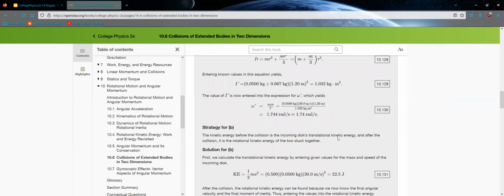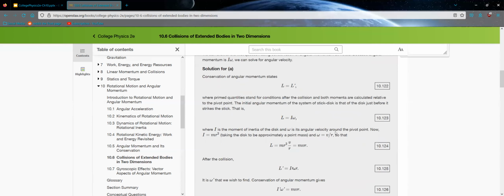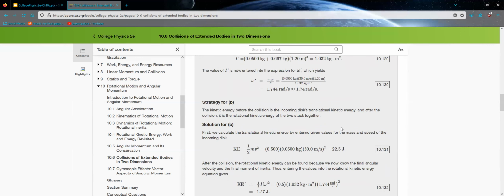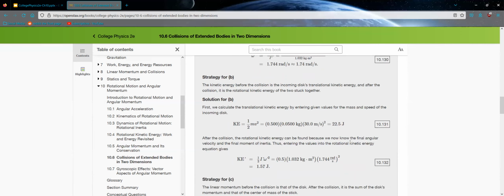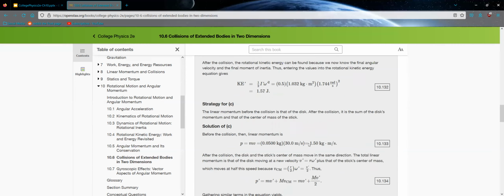Cool. People always try to trick you in this stuff. Before and after energy, always the same, right? As things are moving, things are moving. The kinetic energy before the collision and after the collision is the rotational energy of the two. So there you go. Before the collision, you can calculate out how fast the puck was moving. After the collision, you know the rotation of the stick. So solve it out. You get yourself about 1.57 joules in the stick as it's moving around.